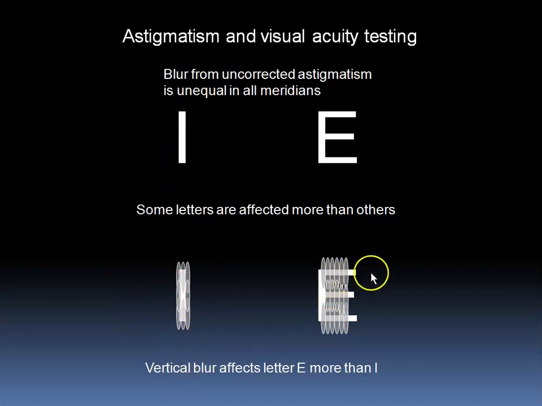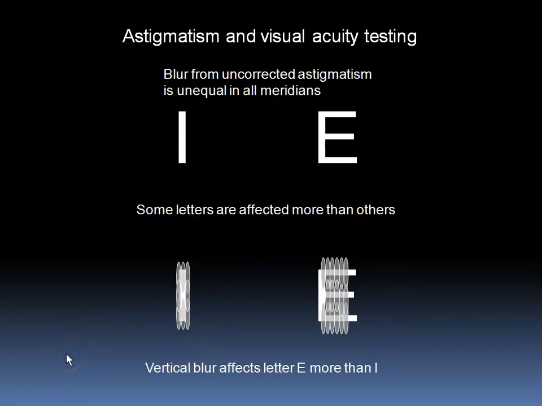In this case, we show the letter E, which depends on horizontal parts. These are then smeared vertically by this astigmatism so that the vertical line here is preserved, but the horizontal lines are severely reduced. So in this particular example of astigmatism, one can see the letter E is more affected than the letter I.